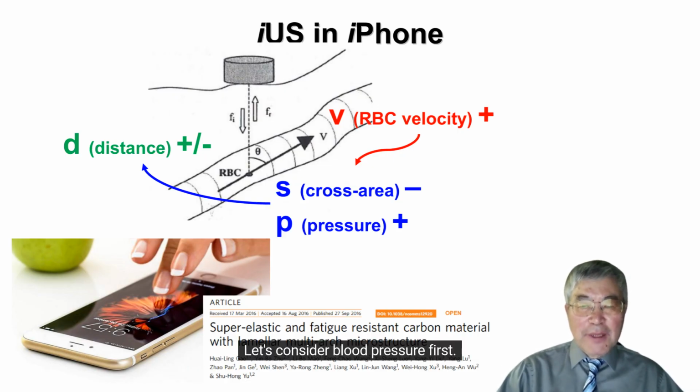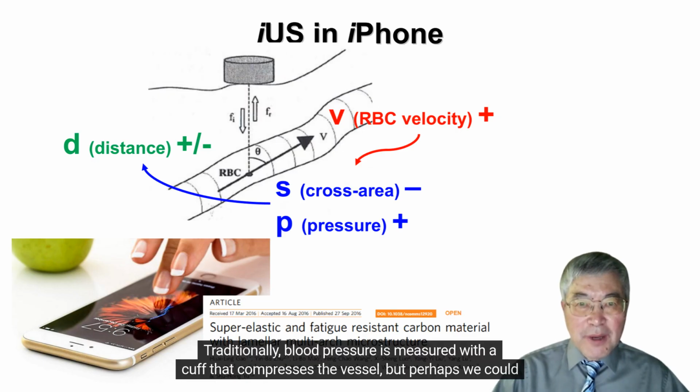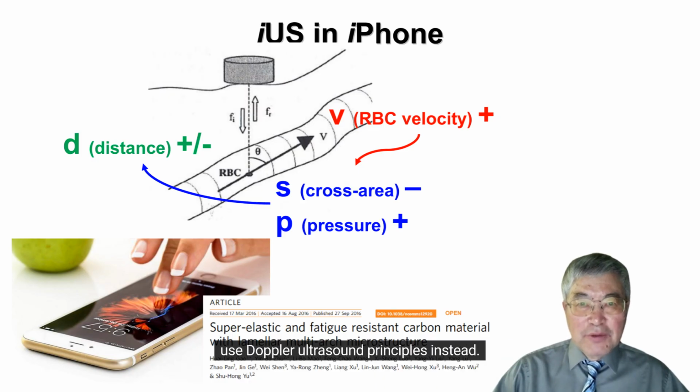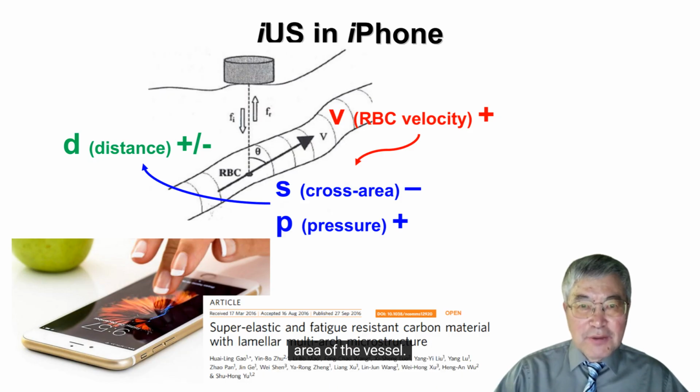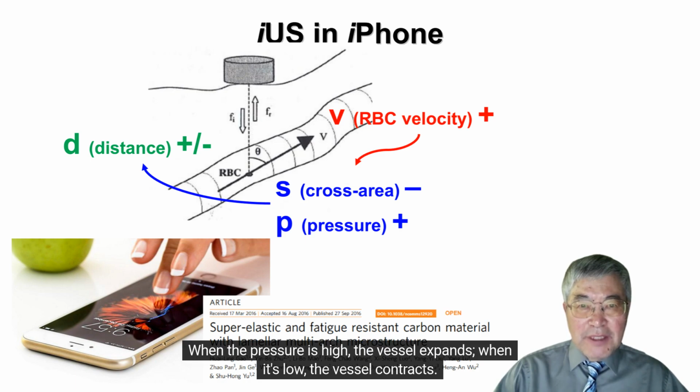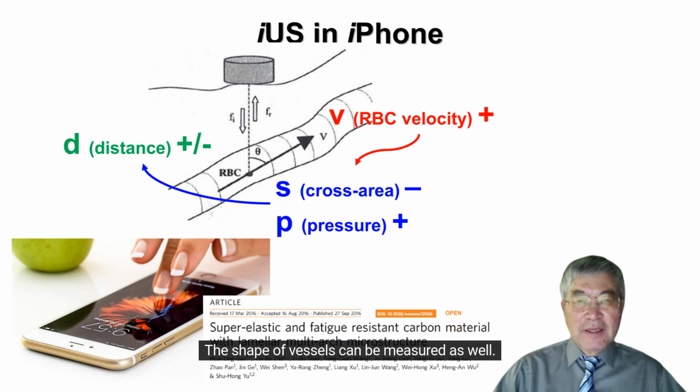Let's consider blood pressure first. Traditionally, blood pressure is measured with a cuff that compresses the vessel, but perhaps we could use Doppler ultrasound principles instead. When blood flows through a vessel, the pressure from the heartbeat changes both the velocity and the cross-sectional area of the vessel. When the pressure is high, the vessel expands. When it's low, the vessel contracts. The velocity of blood flow also changes accordingly and can be measured. The shape of vessels can be measured as well.